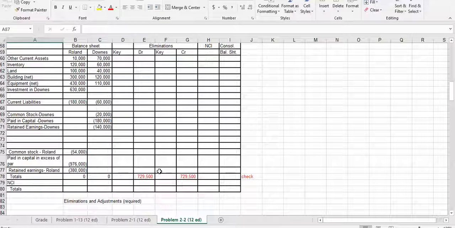It's very similar to 2-1. The only little difference of having non-controlling interest does kind of throw a curveball in there. But if you follow along with the previous videos I did in the textbook, using the worksheets in the textbook, as they have that at the end of the chapter, you should be able to see how they flow through into the worksheet, and you should do fine.